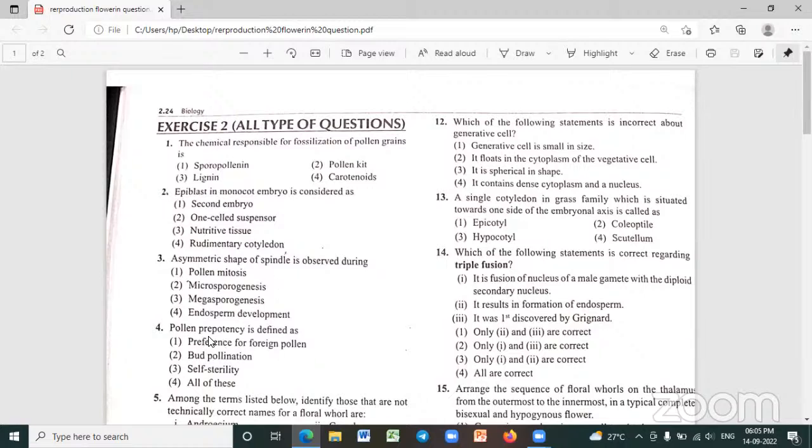And pollen prepotency is defined as the preference for foreign pollen. Prepotency, okay, this is another one. The preference for foreign pollen, and bud pollination, self-sterility, all of these were given. Pollen prepotency is defined as the preference for foreign pollen is the correct one. Others do not come in this category. So this is the answer.